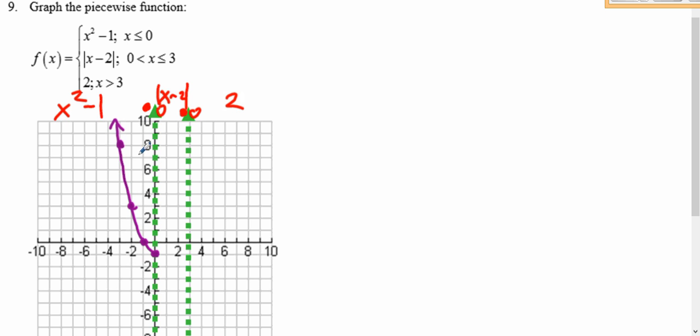Now, between the two lines, we're plugging into absolute value of x minus 2. So when we plug in 0 on the left, we're going to have an open circle. So let's plug in 0. 0 minus 2 is -2, but absolute value makes that be positive 2. And we put in an open circle.